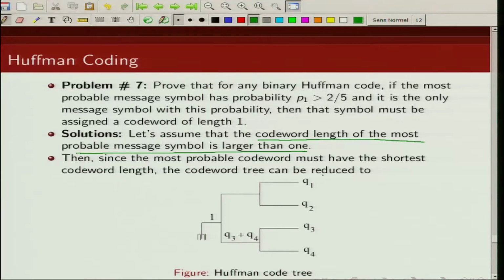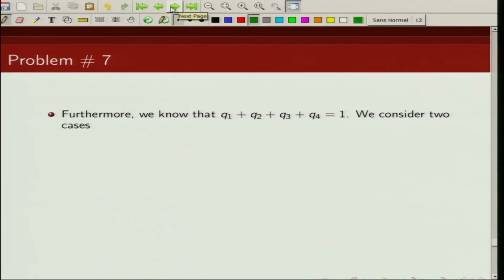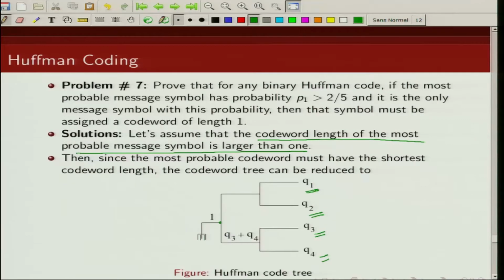So let us assume that the code word length of the most probable message symbol is larger than 1. If that's the case, this is the kind of binary Huffman tree you will get. I'm just referring to this message symbol as Q1 here. So I have Q1, Q2, Q3, Q4. Now these probabilities Q1, Q2, Q3, Q4 should add up to 1, right, because the sum of probabilities at the root should be 1. So let's say I have at depth 2 these probabilities Q1, Q2, Q3, Q4.